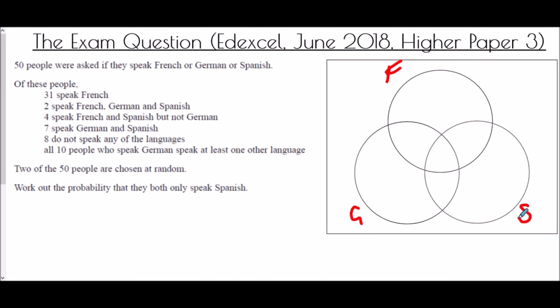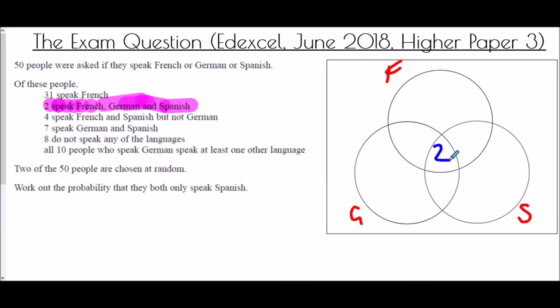Now, as always, when we're filling in the diagram, what we want to begin with is, do we know the very centre of the diagram? Do we know an intersection of all 3? So, do we know how many people speak French and German and Spanish? And we do know that because it is given to us here to tell us that 2 people speak all 3. And so we'll fill that in.